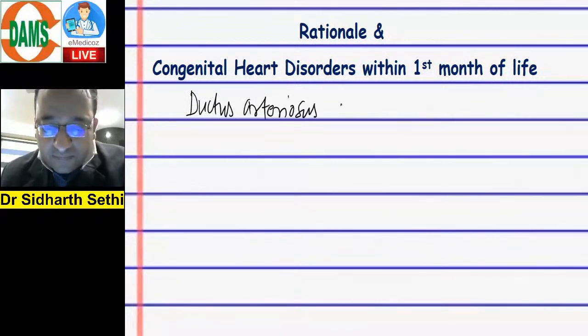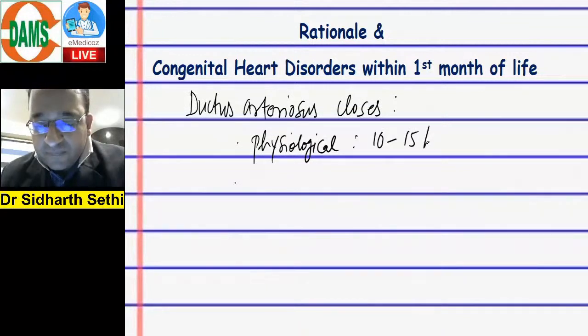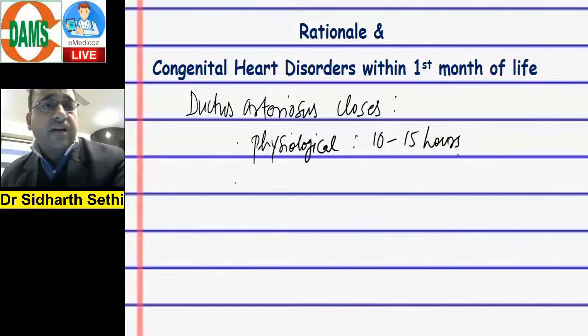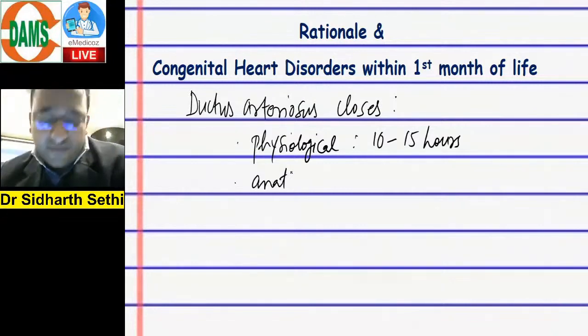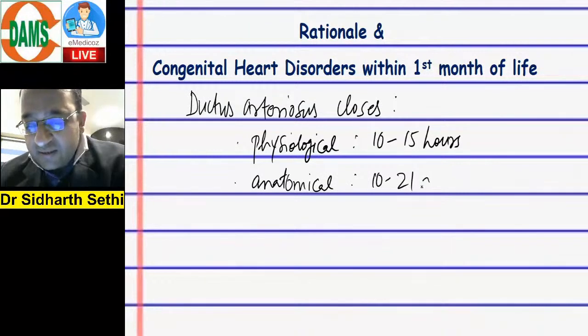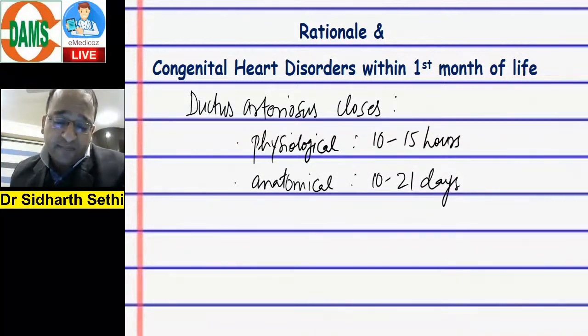arteriosus closes physiologically within the first 10 to 15 hours of life, and anatomically within the first 10 to 21 days. Okay, so physiologically within the first 10 to 15 hours and anatomically within the first 10 to 21 days of life.